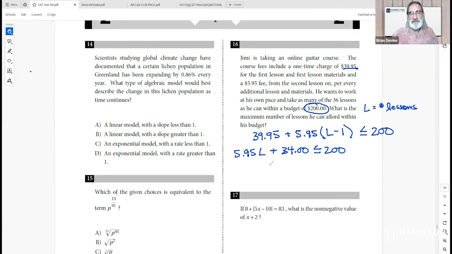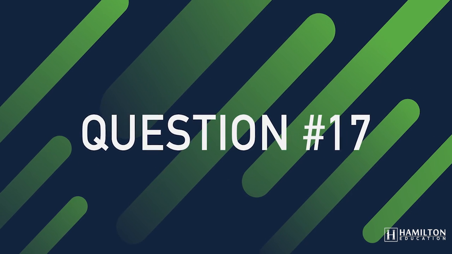If I solve for L, I get L has to be less than or equal to 200 minus 34, divided by 5.95 per lesson. And that's going to equal 27.9. And since he can't take partial lessons, the most he can take is 27 lessons. And Jimmy can play.